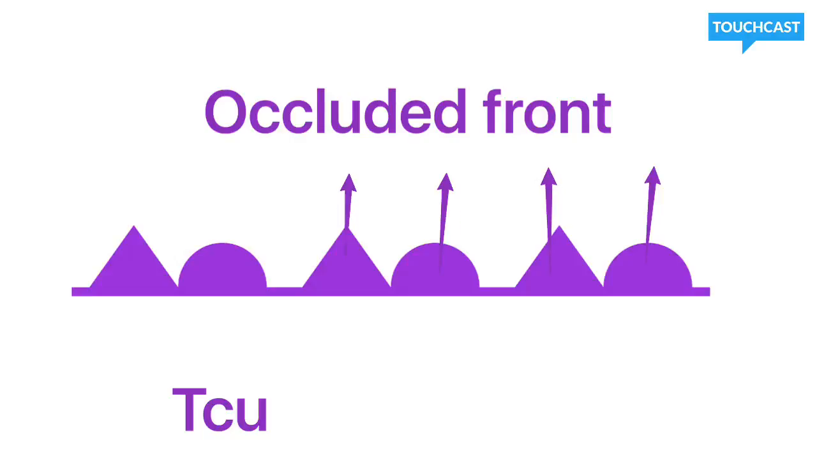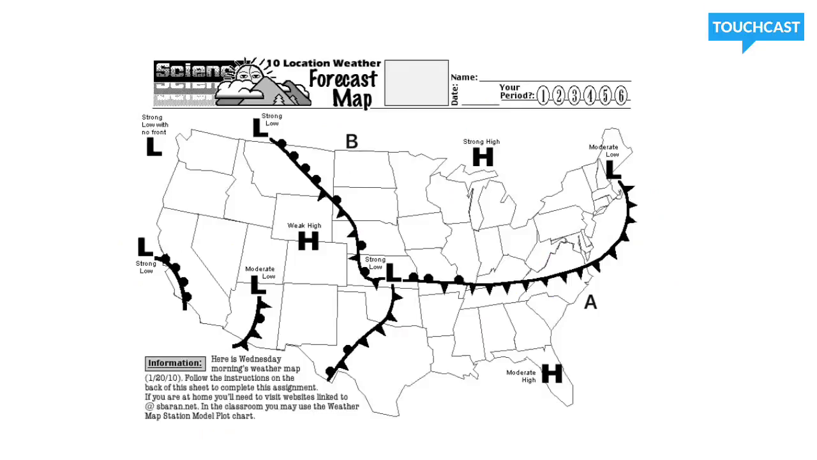Now I put the little TCU thing there because it's probably Coach Johnson's favorite type of front, since it's often represented as purple. Let's go ahead and move on to how to read these on a weather map.